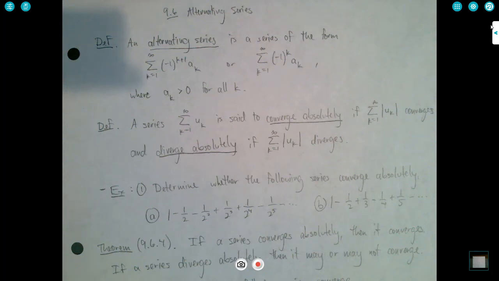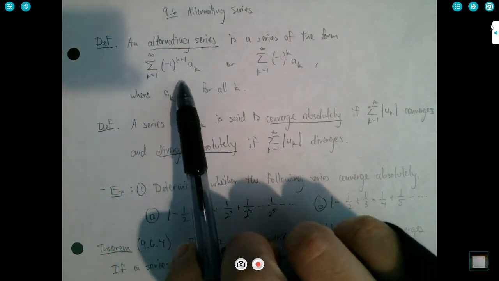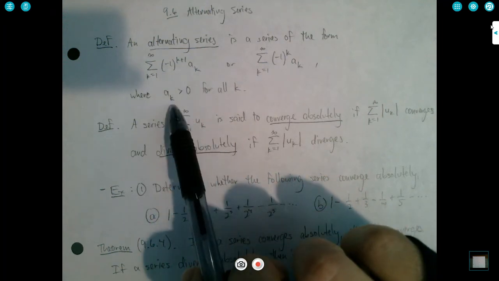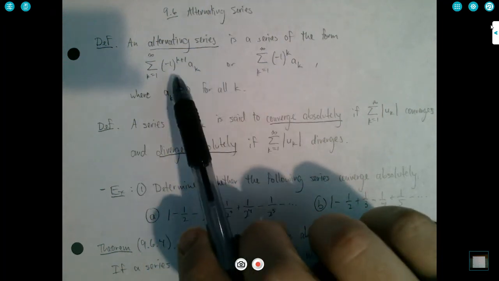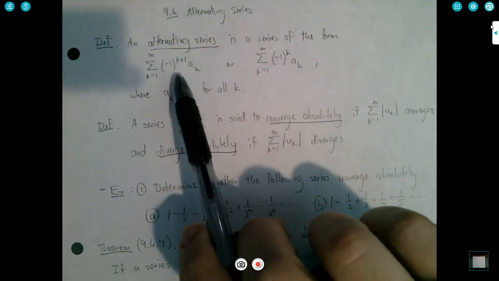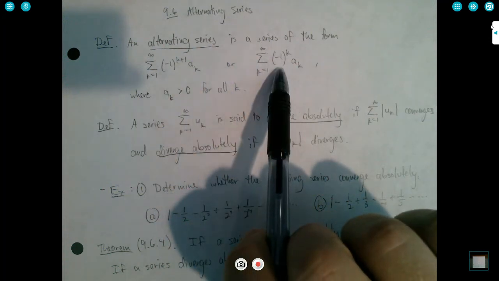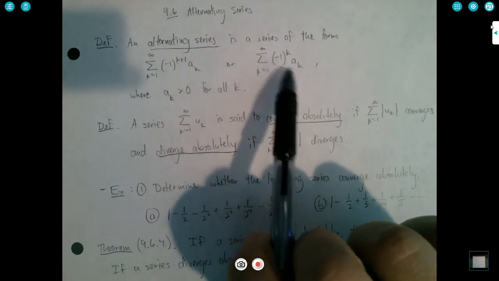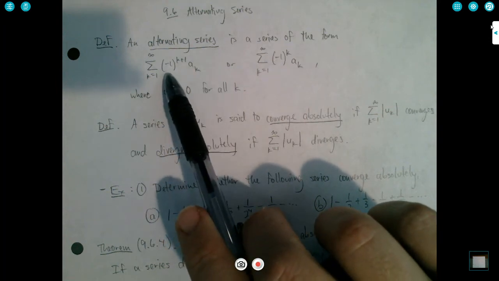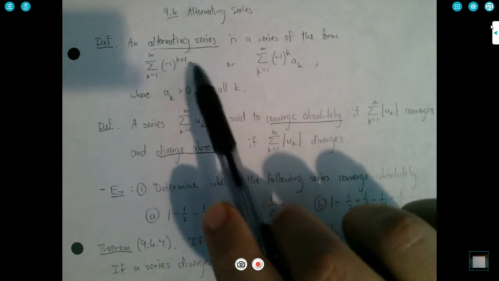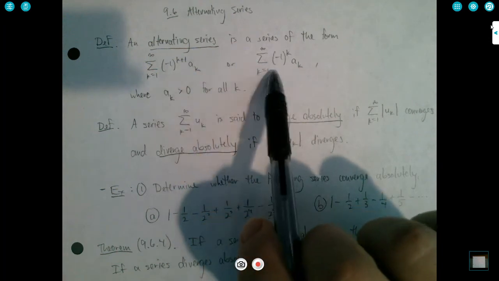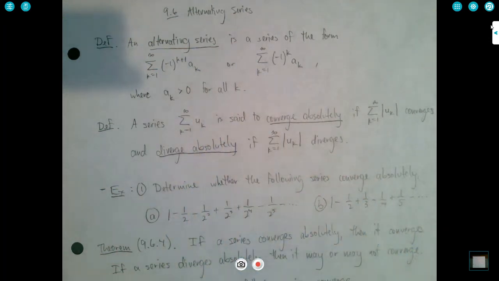So first of all, an alternating series is a series of one of these forms where we're assuming that the a_k's are positive. So, every other term is going to be negative. So maybe the first term is negative, and then the first, third, fifth, seventh terms are negative. Or maybe it's the even terms that are negative. But anyway, these are alternating series. And so these are the topic of discussion in this section.